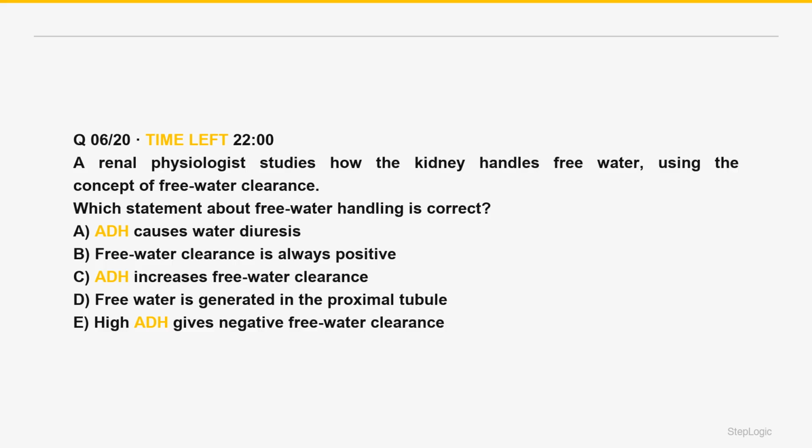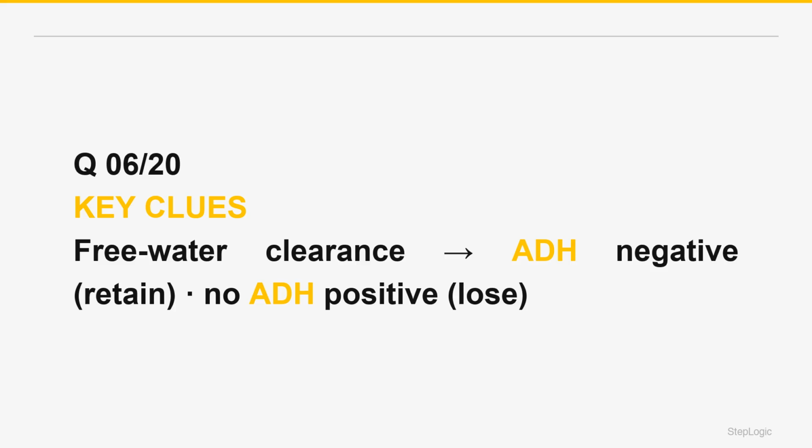Which statement about free water handling is correct? A renal physiologist studies how the kidney handles free water using the concept of free water clearance. Read the command: which free water statement is correct? Free water clearance: solute-free water excreted. High ADH leads to negative, retain water. No ADH, DI, leads to positive, lose water. Thick ascending limb generates free water.